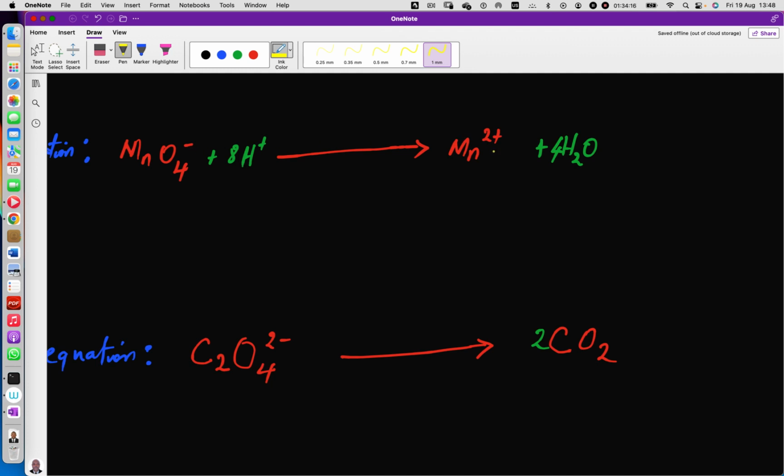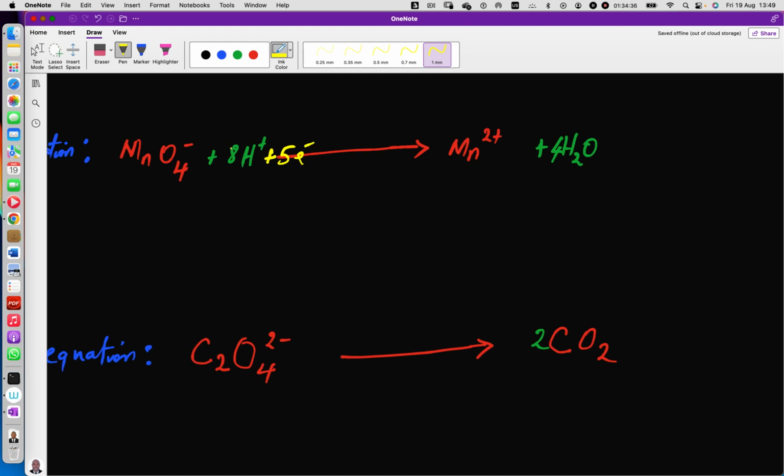In order to balance the 2, we have to reduce this one to be 2. So in order to reduce this one, we must balance it with electrons. We must have 5 electrons. Let's add 5 electrons here.